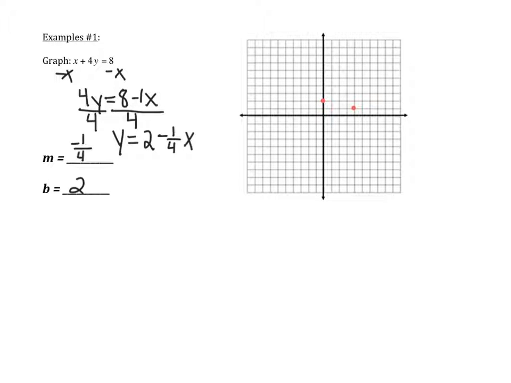Since 2 points determine a line, all I will do with those 2 points is connect them. And there's the graph of the linear equation x plus 4y equals 8 that I first put into slope-intercept form by getting y by itself. I identified the m and the b. I start with the b on the y-axis, and then I use the slope as rise over run to find the other points, and I connected the 2 points to draw my nice straight line.